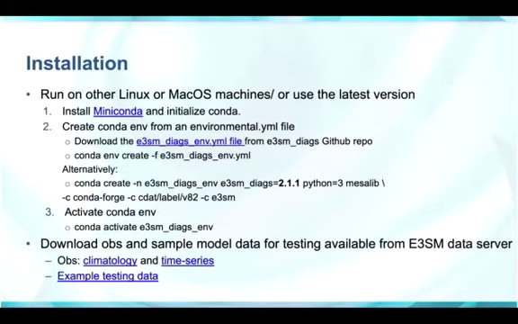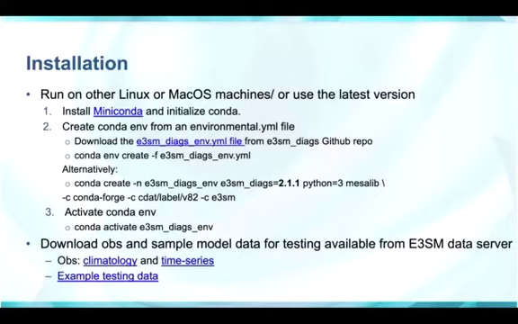For users who want to run on other Linux or Mac OS machines, or would like to install the latest version of E3SM Diags that is not yet supported within E3SM Unified, here are the instructions. First step is to install Miniconda and to initiate the Conda environment. If you haven't installed Anaconda, Miniconda is a light version of Anaconda and only includes Python and some basic packages. Therefore, it takes smaller space and is faster to install.